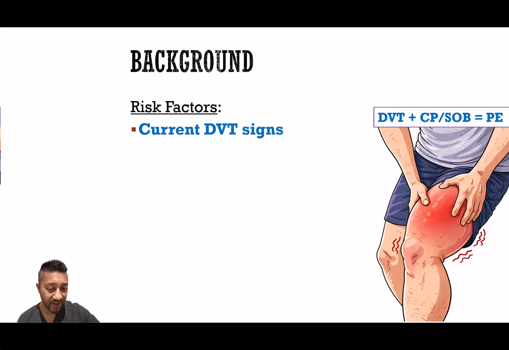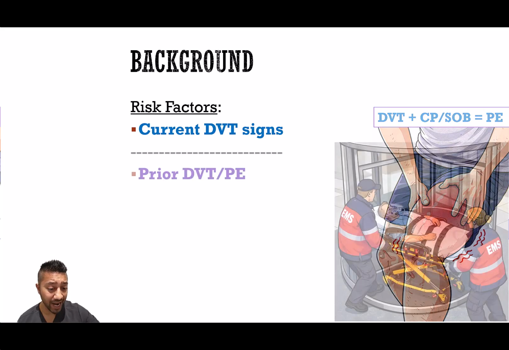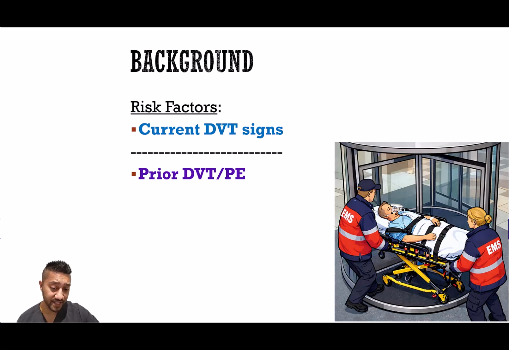Now, the remainder of the risk factors aren't as strong, but their presence should at least make you consider PE as a possibility. For example, if your patient had a prior PE or a prior DVT, then it's certainly possible that that patient could have developed a clot again, and you should at least start thinking about the possibility of a PE.